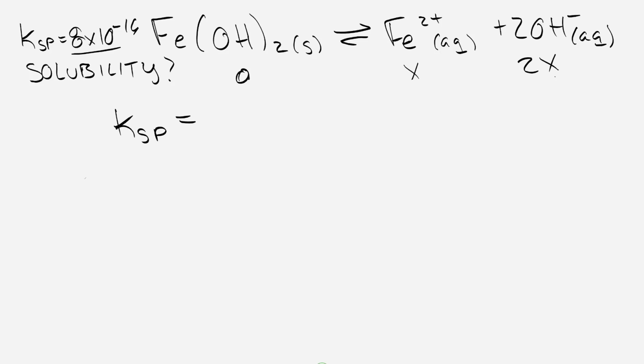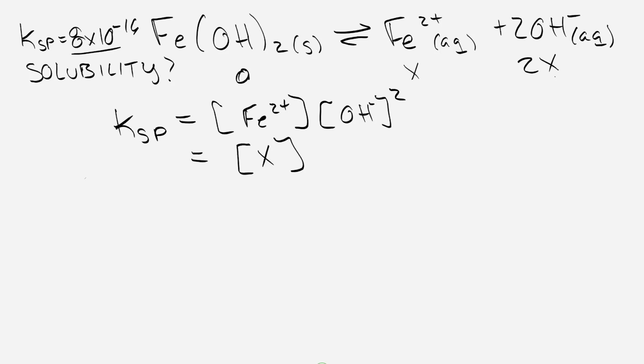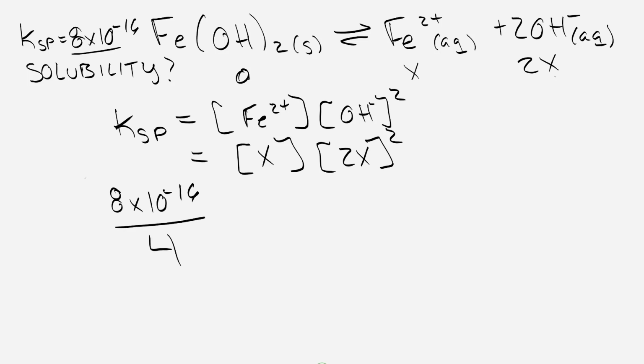So KSP is going to be the concentration of our Fe2 plus times the concentration of the OH minus, and that quantity squared. Now let's put in our x's, and 2x squared. So our KSP, 8 times 10 to the negative 16, divided by 4, equals x times x squared, which is x cubed. So the cube root of this quantity will give us x, which equals 5.85 times 10 to the negative 6.